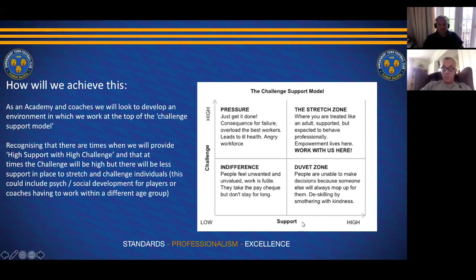So if you imagine coaches who are not getting very much support, but the challenge is high, they're going to feel pressure. Yeah. So therefore we might need to give more support so they feel less pressure, but they're still feeling stretched. Does that make sense? Yes, yes. So hopefully the program and the processes that we put in place mean that we're in this part of this model as opposed to the bottom half of that model.